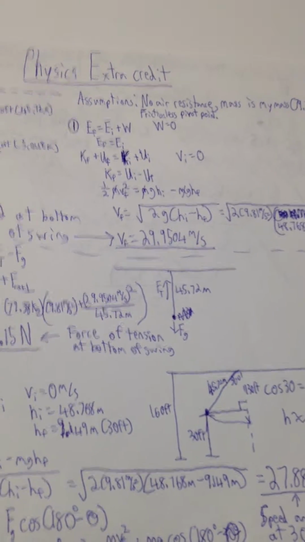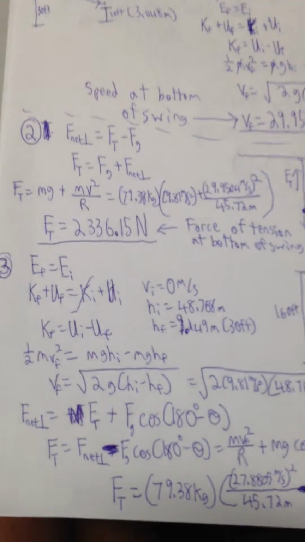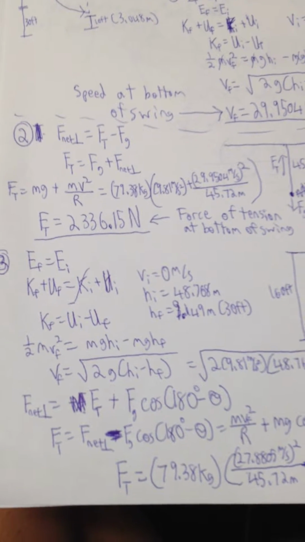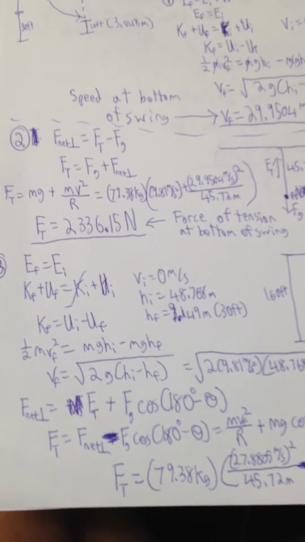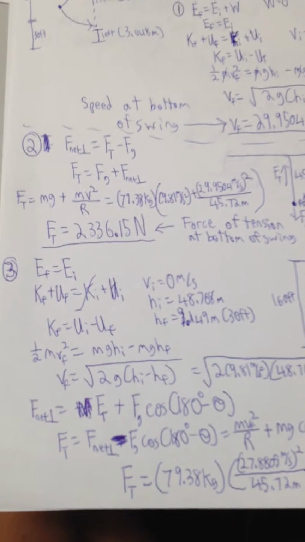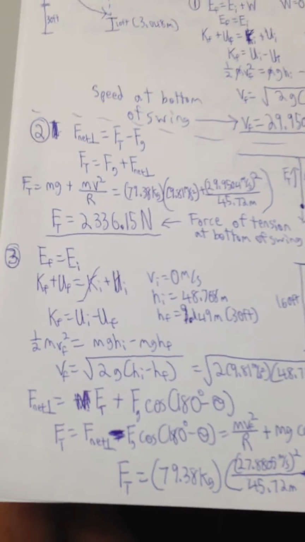And then we find tension, which should be F_net perpendicular equals F_T minus F_g, and F_T is the tension force. So tension force equals gravitational force plus F_net perpendicular. And F_net perpendicular is mv squared over r. R is 150 feet because that's the rope's length. And then just solve, so I get like 2336.15 newtons.